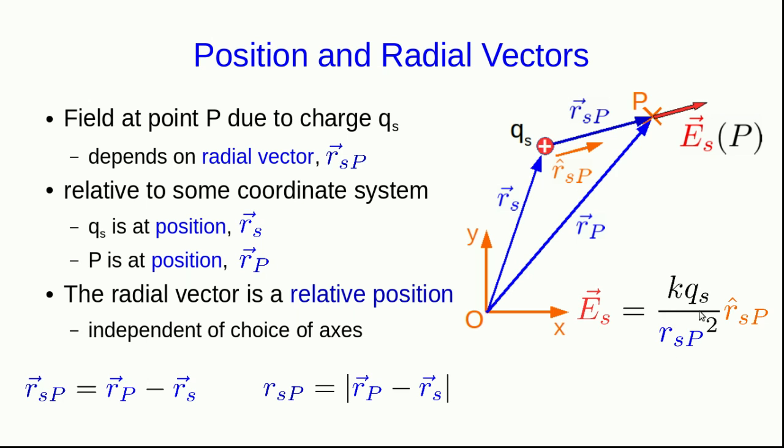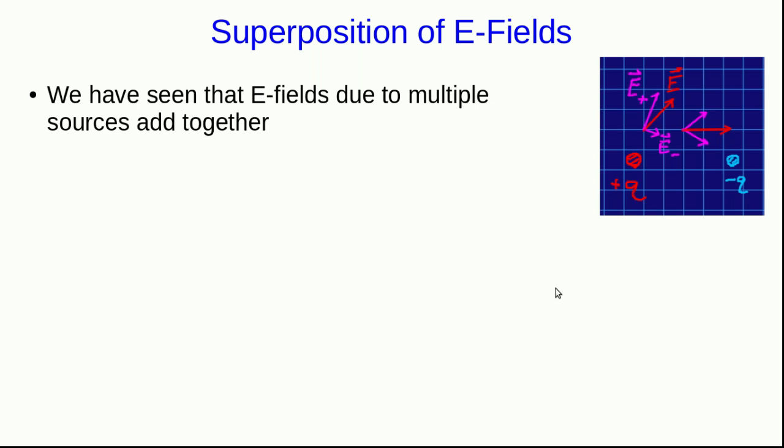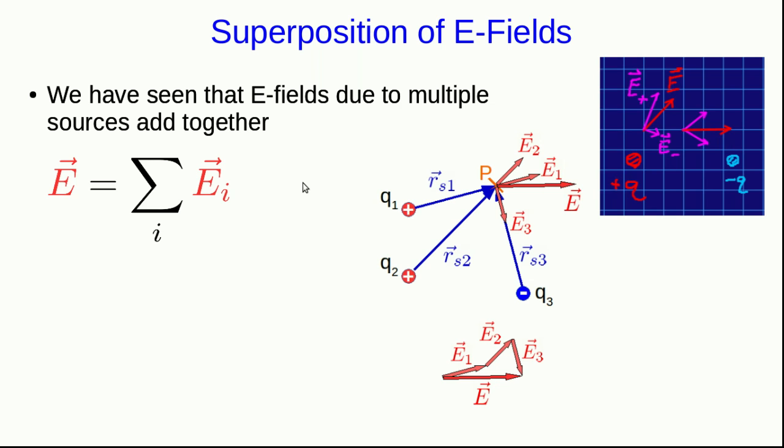And the distance RSP that appears in the equation for the electric field is just the magnitude of that vector. And I'll just remind you, as we saw in the previous unit, that we can get a unit vector like RSP hat just by taking RSP and dividing it by its own magnitude. I want to get on to working some examples, but the one remaining thing I need to remind you of before doing that is that when we have multiple sources, such as multiple charges, then their E-fields add together to give the total E-field.